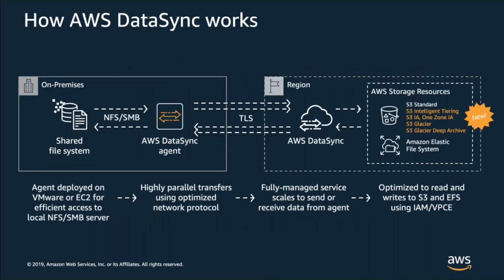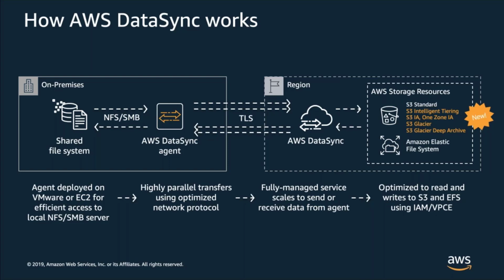So how does DataSync work? Well, you start by deploying an agent on premises in a VMware environment, and then you connect that agent to your shared file system, whether that's over NFS or SMB protocols. And then you decide where you want your data to be transferred. That could be S3 or EFS.